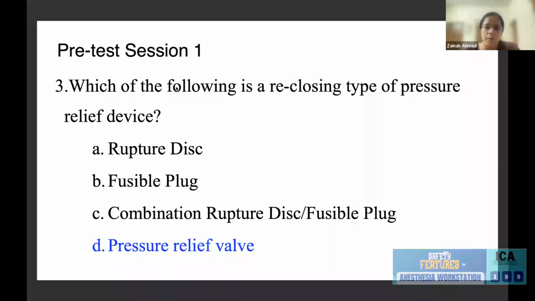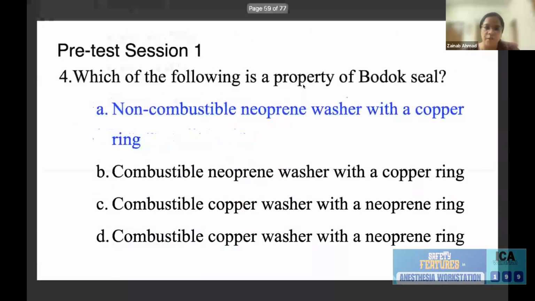Question 3: which of the following is a reclosing type of pressure relief device? You must have all listened to the lecture that ruptured disc, fusible plug, and combination ruptured disc and fusible plug are all non-reclosable. That means that once they are activated, they don't reclose. But the pressure relief valve is a reclosing type of pressure relief device.